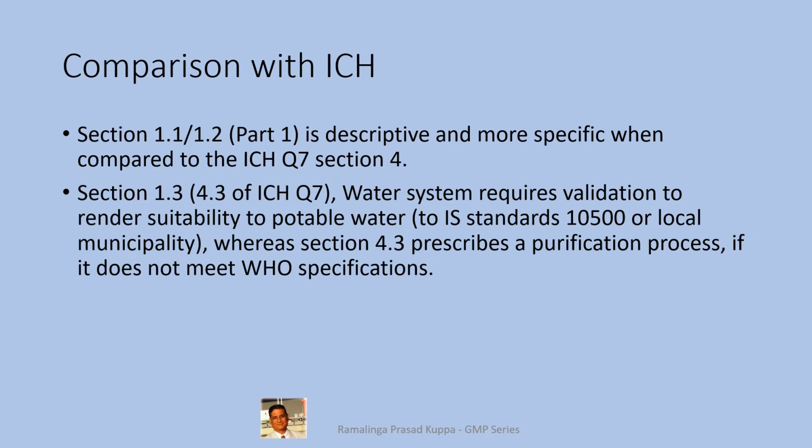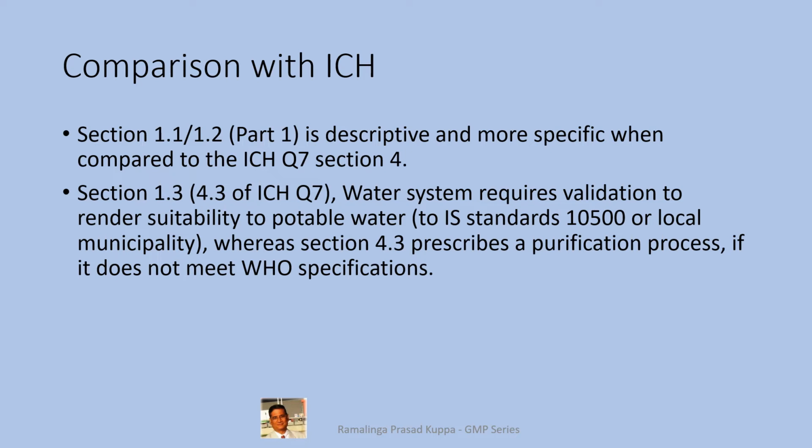Section 1.3 is specific that the water used for the manufacture should be treated to get suitable potable water quality, whereas Section 4.3 prescribes that if the water quality meets at a minimum with the WHO specifications, it may be accepted. Since IS 10,500 is local standard for water quality, it may be used for water quality specifications.